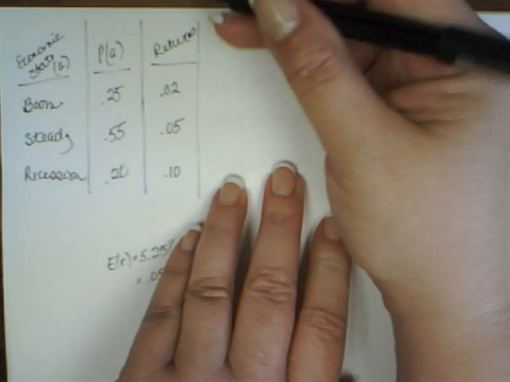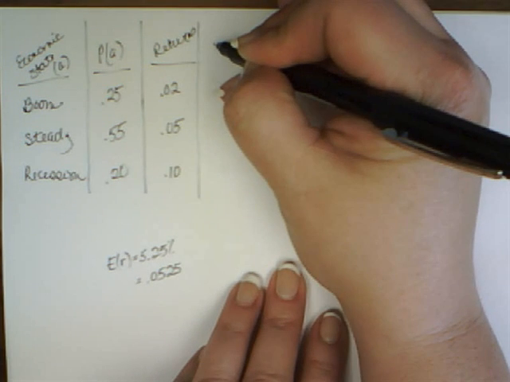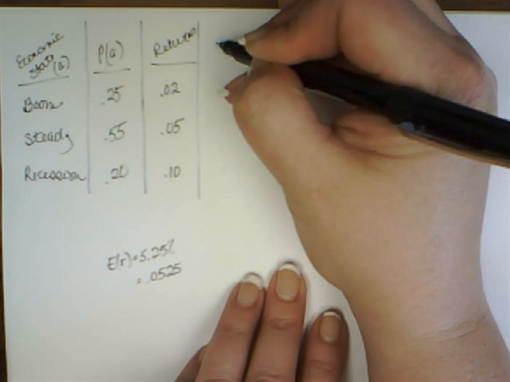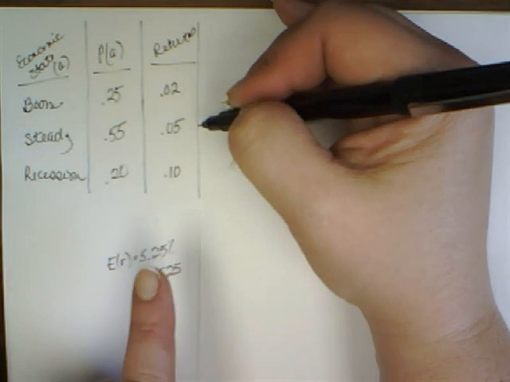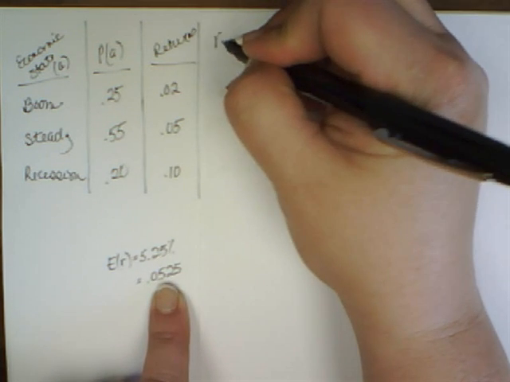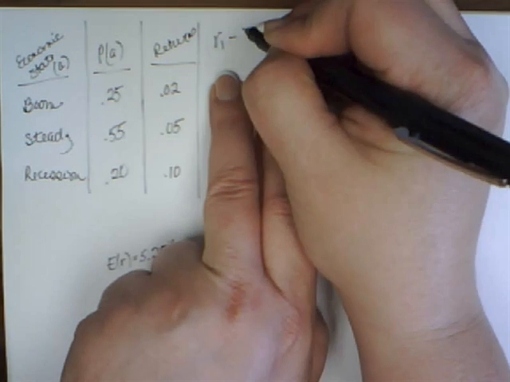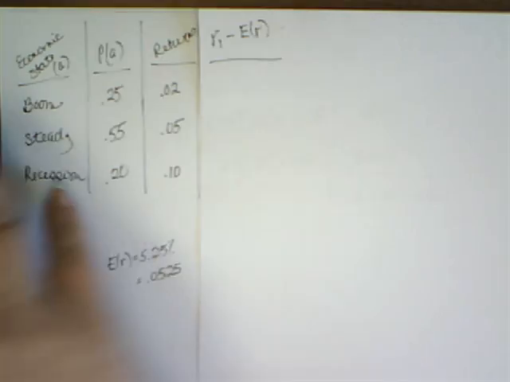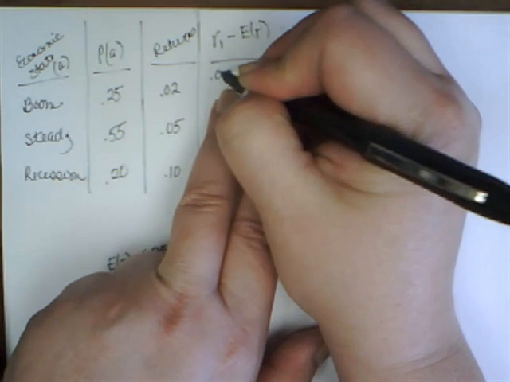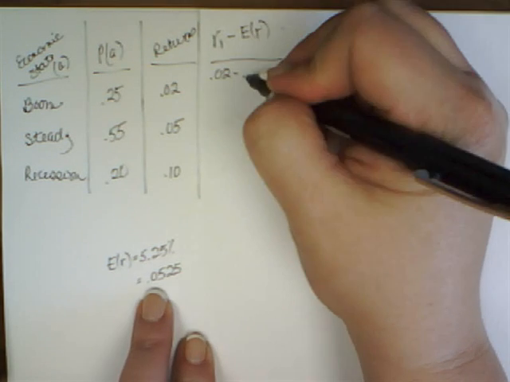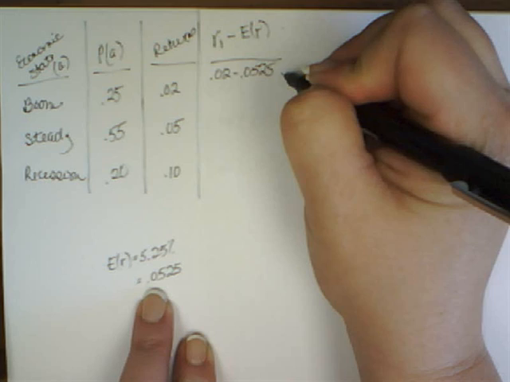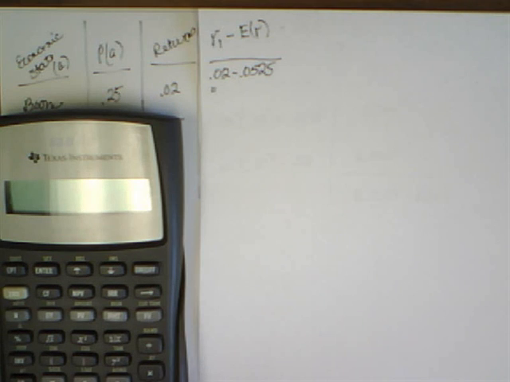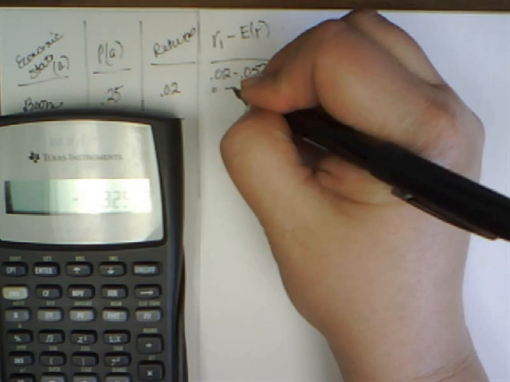Now on page 225 we're going to start in the third column, but there's going to be a slight difference. We are going to subtract the return in each economic state from the expected return. So let's write it like this: R1 minus expected return. Let me show you how we're calculating this first one. 0.02 minus 0.0525.